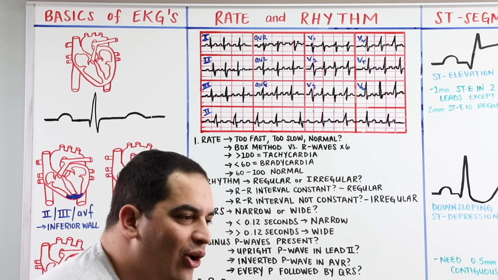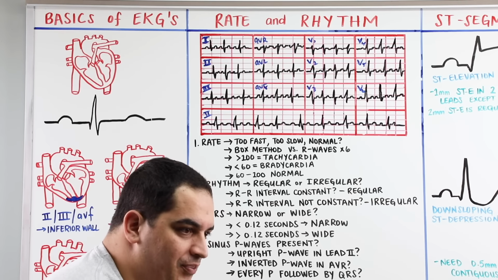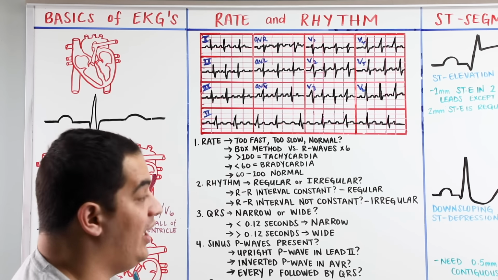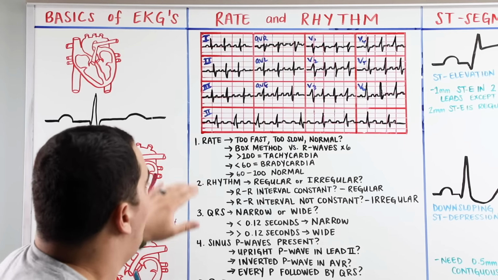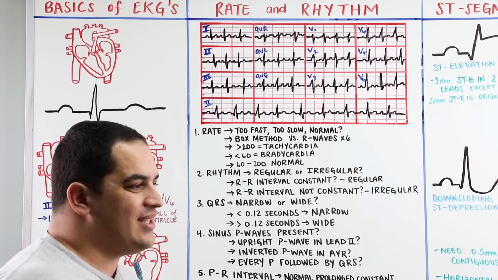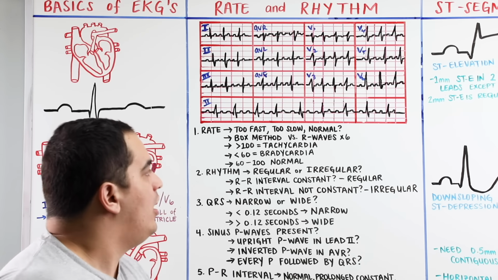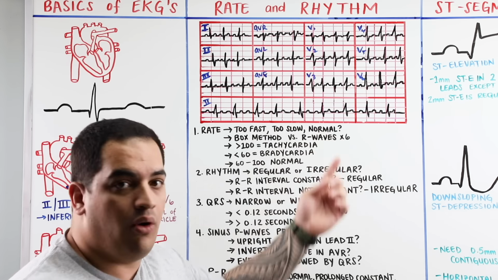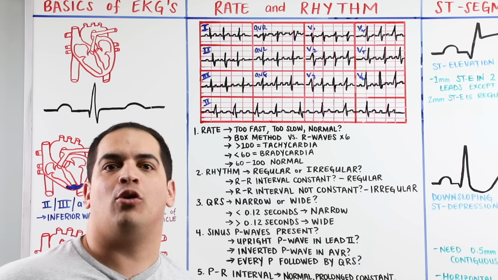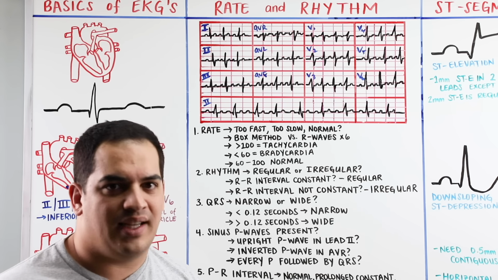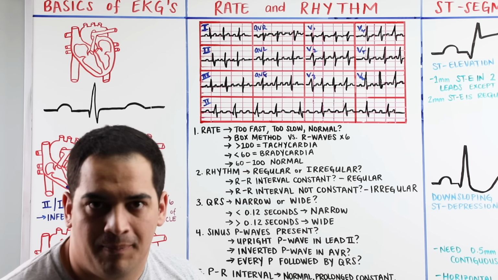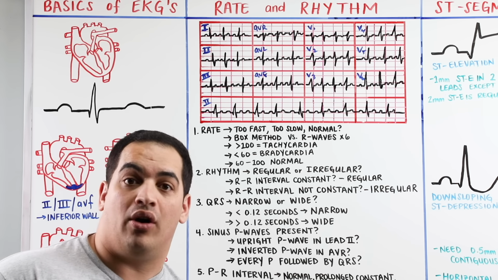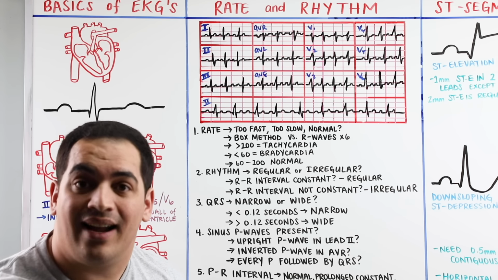Now, how do we go about determining the rate of this actual 12-lead EKG and then the rhythm? Let's go through it. First thing I really want us to know is, let's keep it simple, right? Are we going too fast, too slow, or is it a normal rate? Well, I gotta know what a normal rate is. Normal rate is between 60 to 100 beats per minute. So if I'm less than that, that's bradycardia. If I'm greater than 100, that's tachycardia.